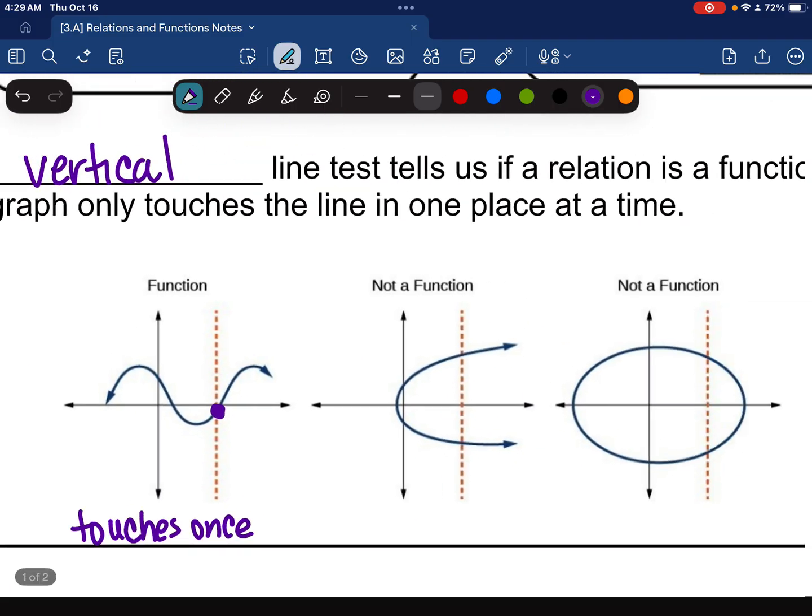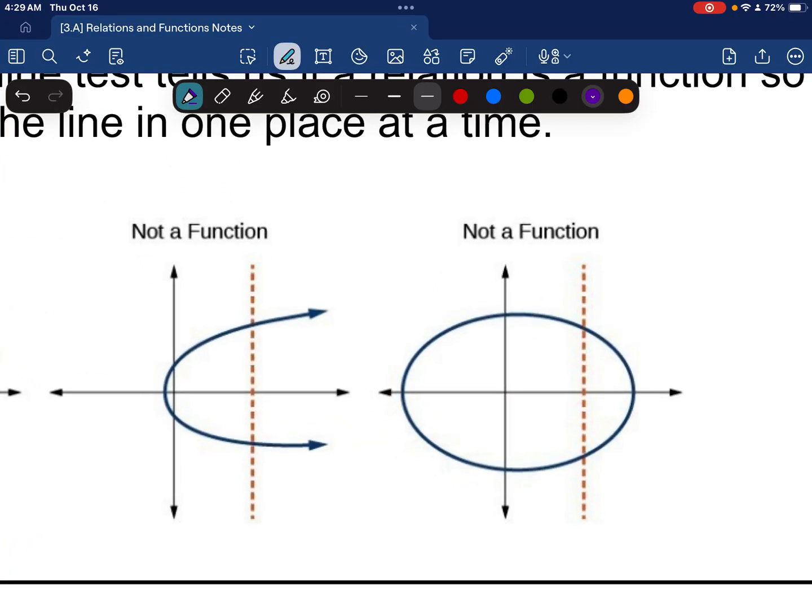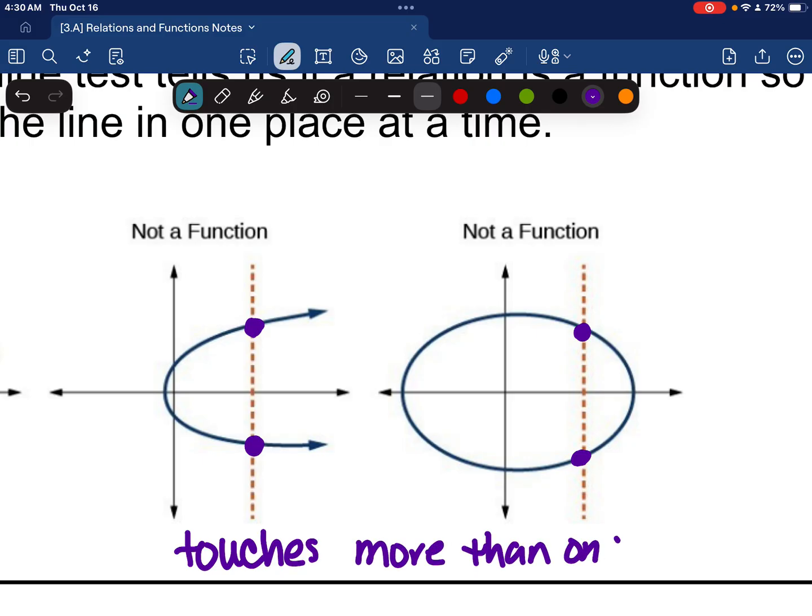Now for something to not be a function, if you draw a vertical line, even if it's only in one spot, if ever the vertical line touches the function twice or more than once, could be 3 times, could be 4 times, could be infinitely many times, but if ever the line touches more than once, it's not a function. So here I'm going to say touches more than once.